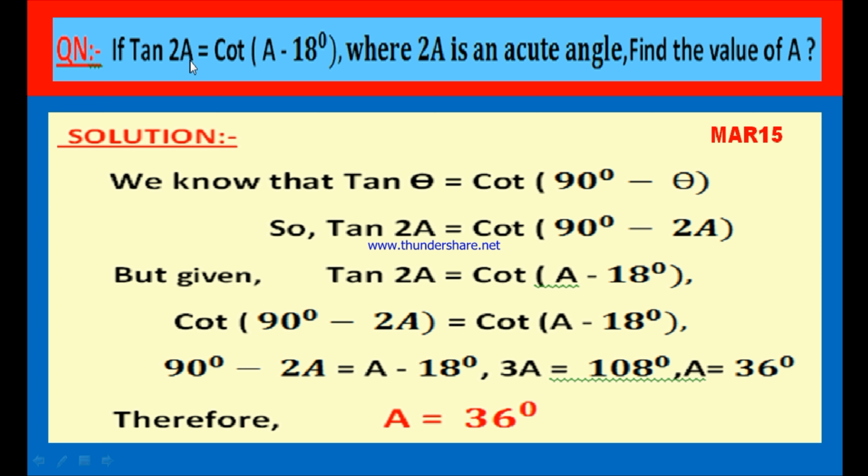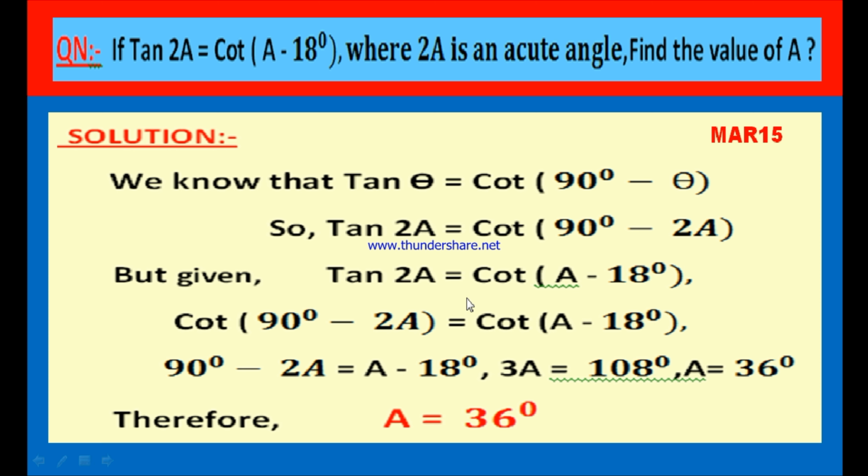But we have given that tan 2A is equal to cot A minus 18. This is tan 2A is cot 90 degrees minus 2A, and this is tan 2A is equal to cot A minus 18. Therefore, you can equate these two. As LHS are same, you can equate the RHS. That is, cot 90 degrees minus 2A is equal to cot A minus 18.